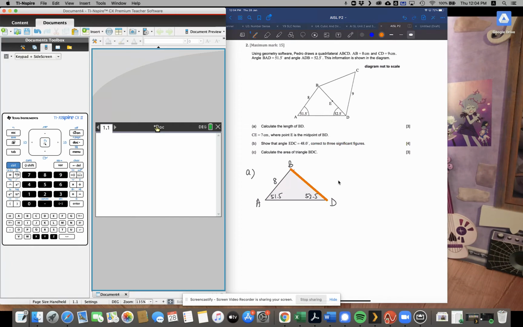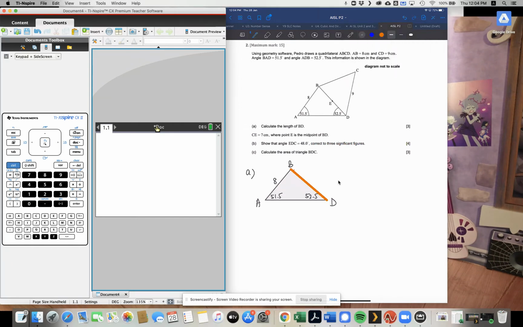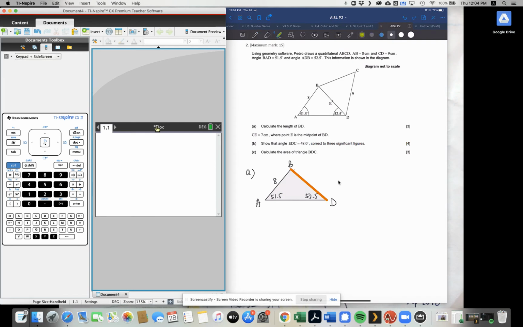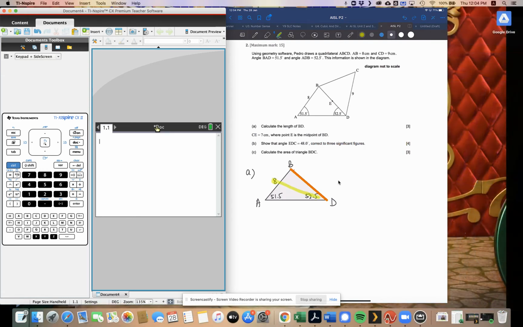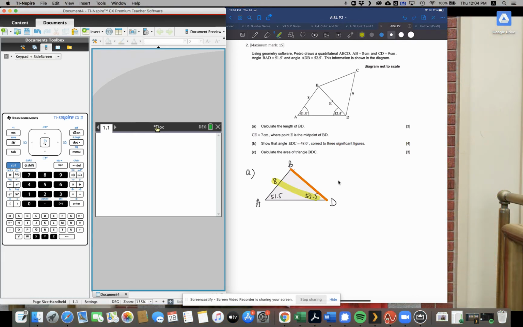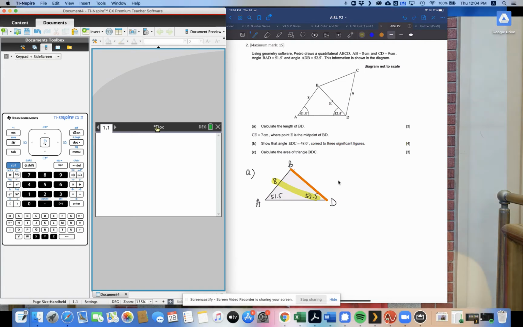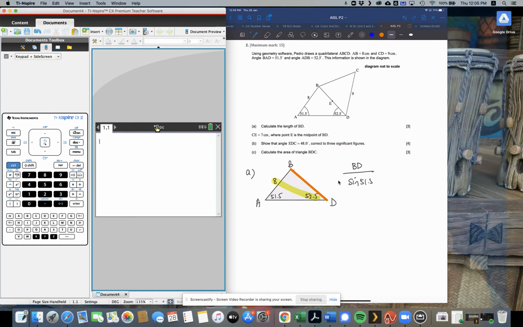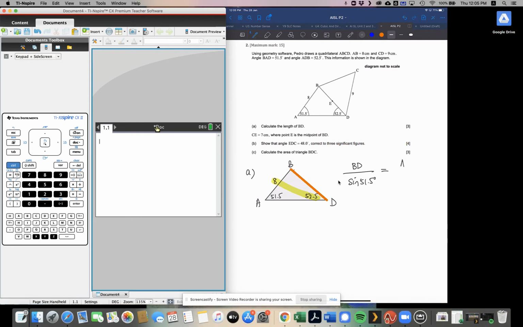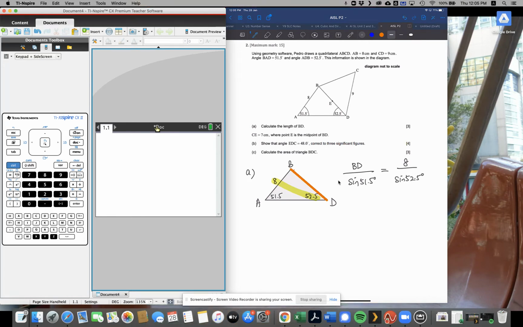At this point, you need to decide which rule to use. So you have two options. This is not a right angle triangle, so you either use sine rule or cosine rule. Since we have a pair, a length, and its corresponding angle, we can use sine rule. So the length of BD to the sine of the angle must be equivalent to the other pair. So, AB is 8 over sine 52.5.